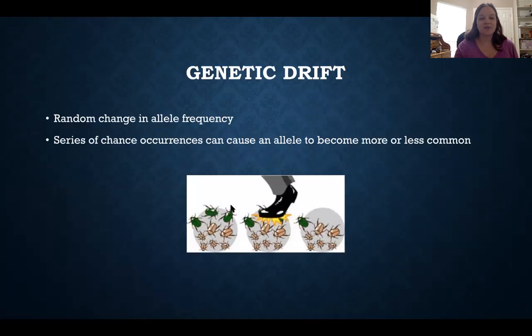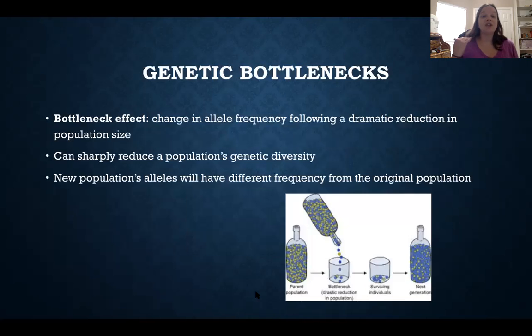So here we have an example of these beetles, and somebody comes in and smashes a few of those beetles. Well, that's going to change your allele frequency, because now instead of having three of these green ones, we only have one. Two of them died.